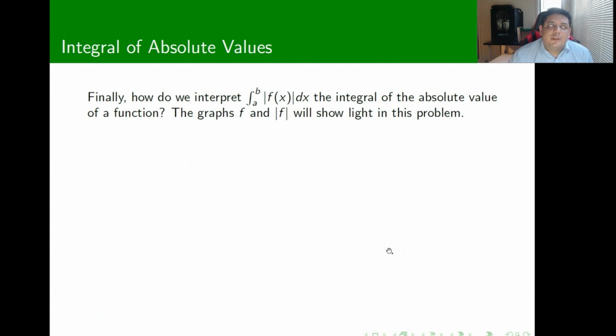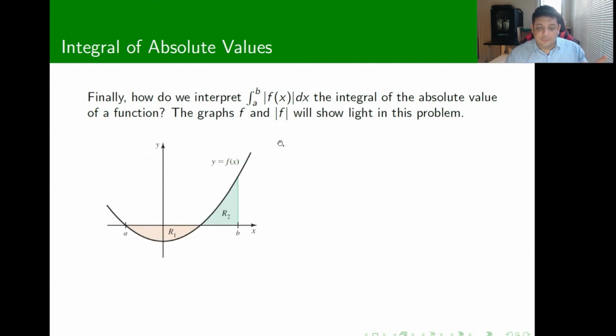Now, another thing that we can do is make an interpretation about the integral of the absolute value. What is the absolute value going to do? The absolute value of a number converts negative numbers into positive numbers. With functions, it's going to do something similar. If I have regions that are negative, the absolute value is going to flip them around and they're going to become positive.